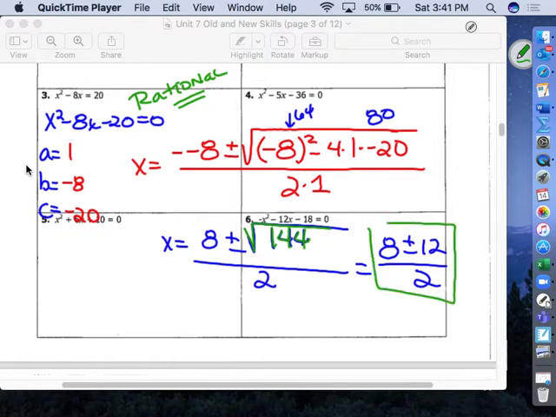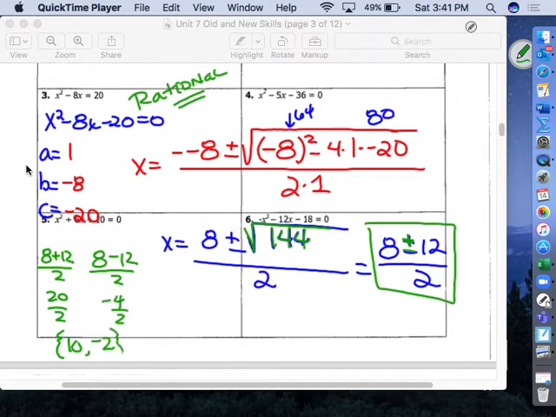Now I'm going to deal with the plus or minus portion of the formula. So my first root is 8 plus 12 over 2. 20 over 2 results in 10, so my first x value is 10. And then my second root is going to be 8 minus 12 over 2. That's going to be -4 over 2, and that's going to result in -2. So these are my two roots. Notice that they are rational numbers.